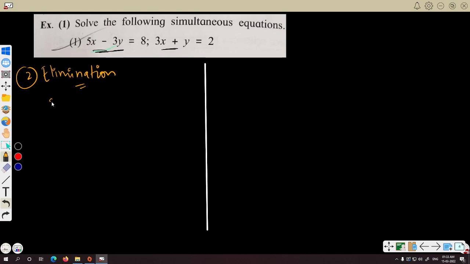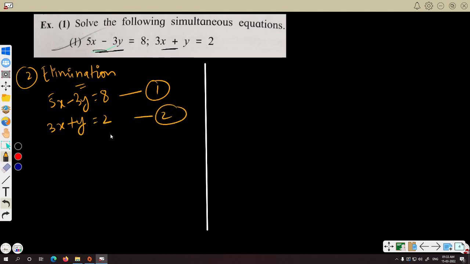I will again write the equations. Same procedure: first you note down the equations. 5x minus 3y is equal to 8. Let this be equation number 1. And the second equation is 3x plus y is equal to 2. Let this be equation number 2.